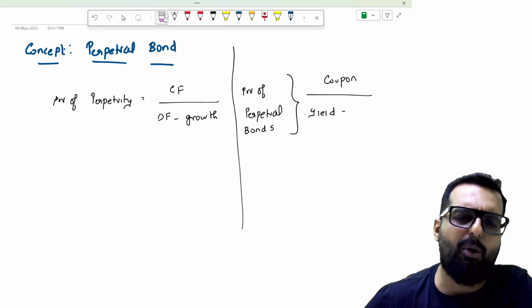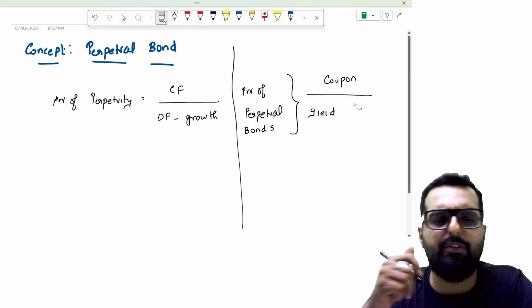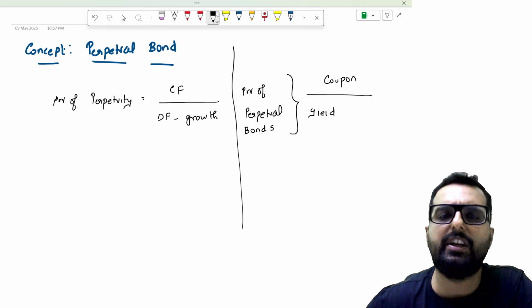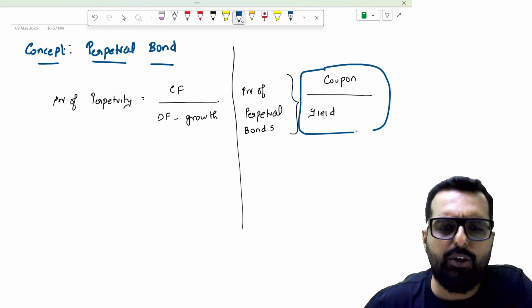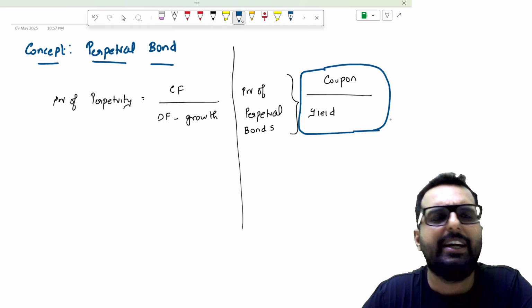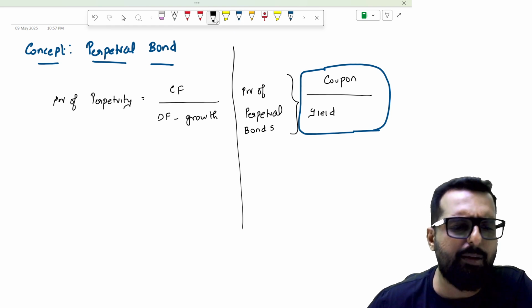But friends, bonds normally have a stable coupon. You don't have a growth. So there is no growth in case of bond. So what is the formula for perpetual bond? It is going to be coupon amount divided by yield. A very, very simple concept.